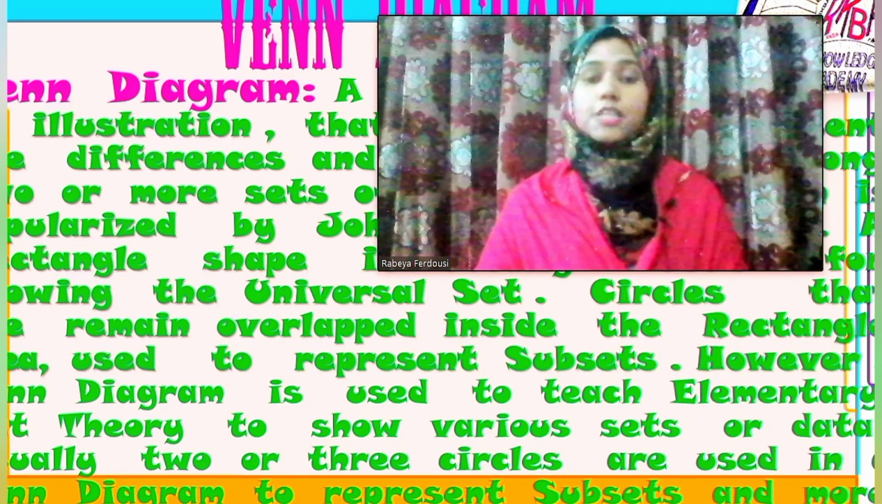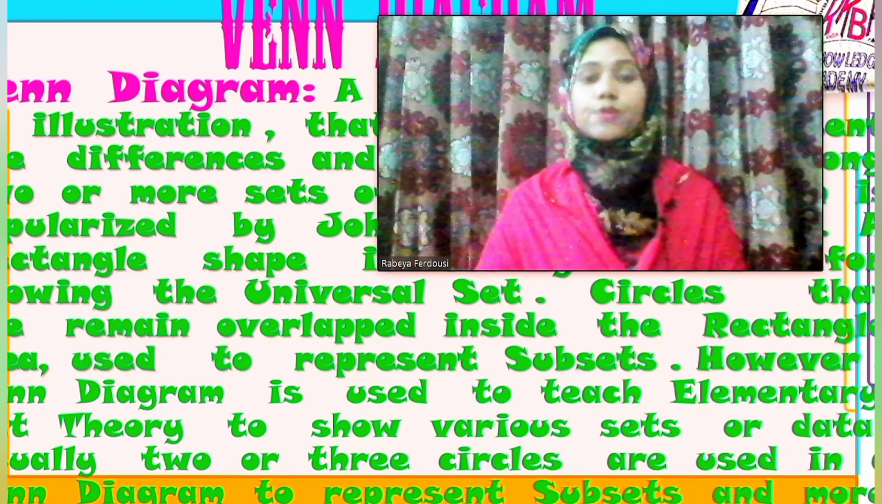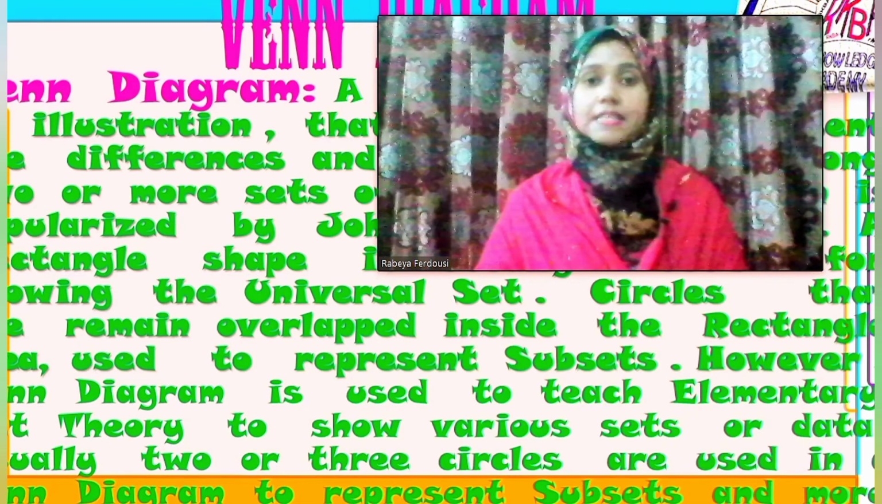Venn diagram was popularized by John Venn in the 1880s. Usually in a Venn diagram, you will see a rectangular shape which is used to represent the universal set U. And inside this rectangle, you will find two or more overlapped circles which are usually used to represent the similarities and differences between sets.